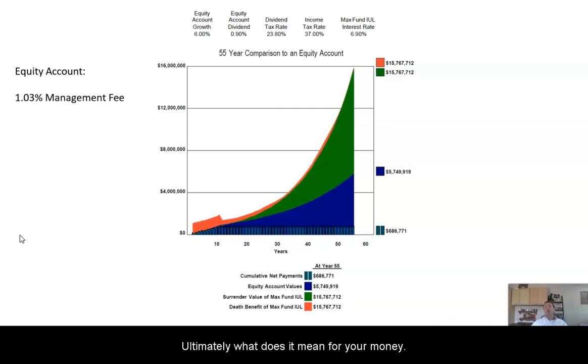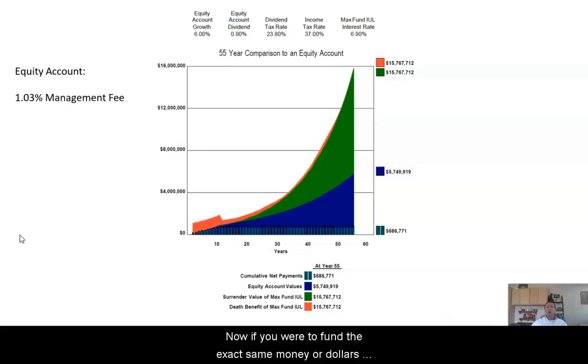So ultimately, what does this mean for your money? Now, if you were to fund the exact same dollars into these two different financial vehicles, a maximum funded IUL or non-qualified equity account, we're funding a total amount of $686,000 over a 10-year time frame. The equity account grew to $5.7 million through age 100, despite all the fees and all the taxes. However, with the same dollars going in, the same 6.9% gross rate of return, the IUL over that same time frame grew to $15.7 million.